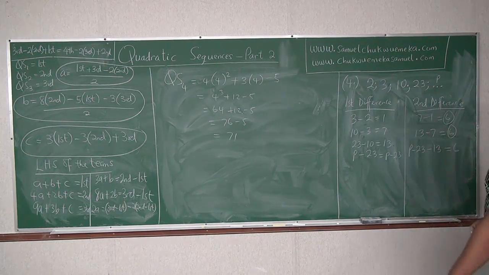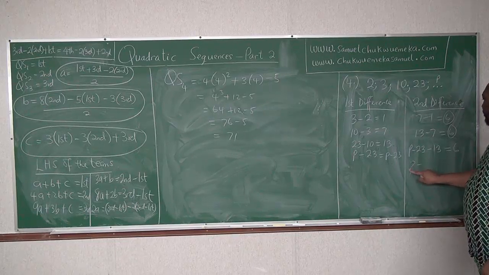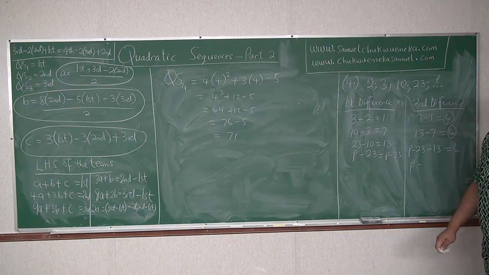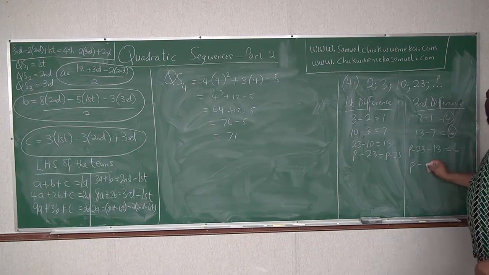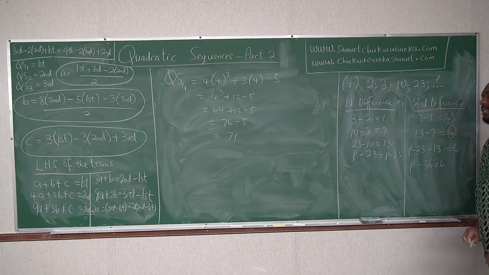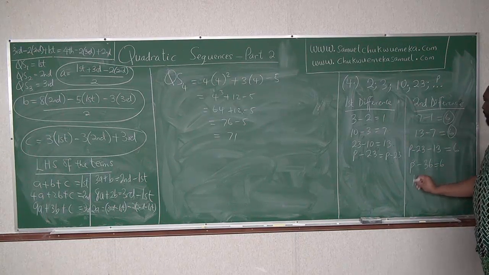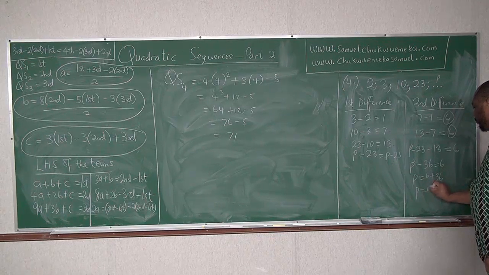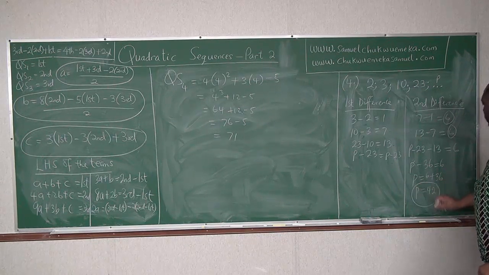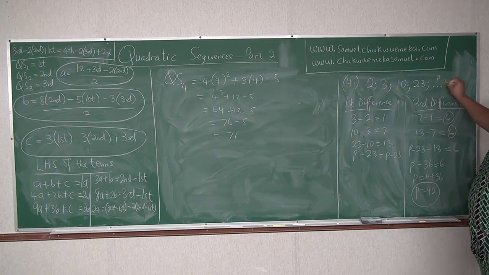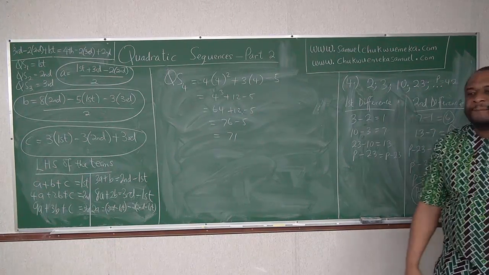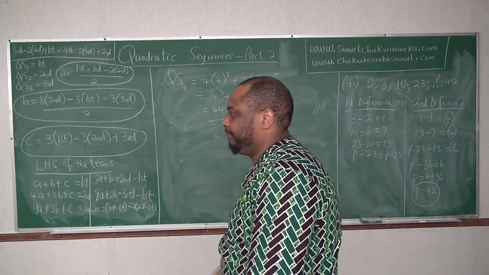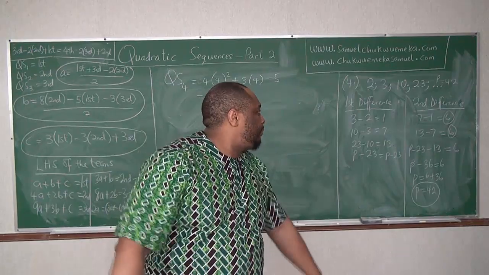So this means that P minus 23 minus 13, so 23 plus 13 is 36. P minus 36 is equal to 6. So P will be 6 plus 36. P is 42. The next term is 42.